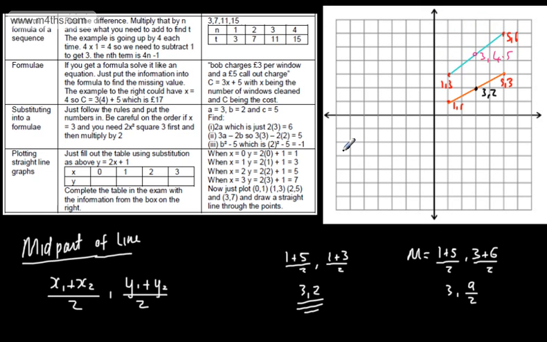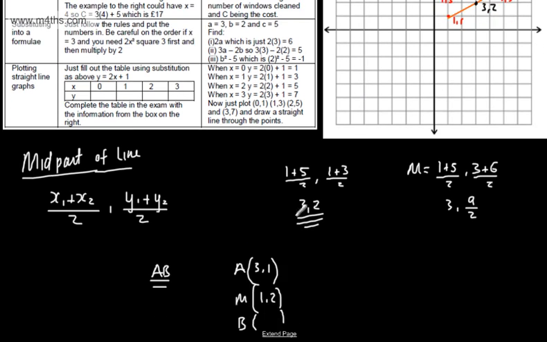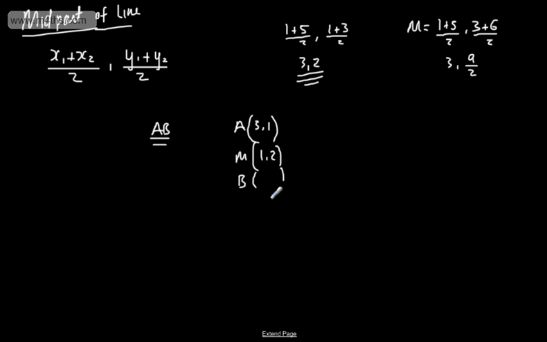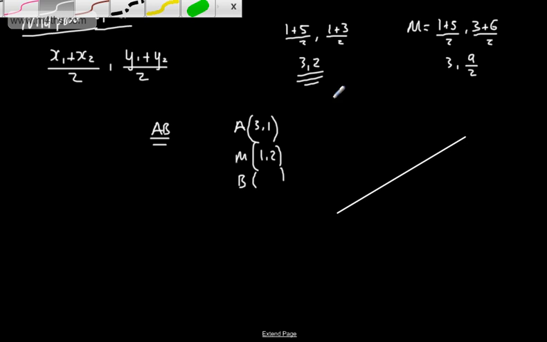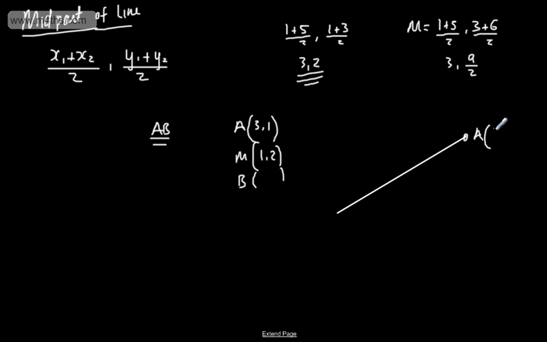Now if we had a bit of graph paper, we could see this in action. The way I like to think about this is, this is the midpoint. Now just sketch a line. This doesn't have to be accurate at all. So what we've got then is this one right here. This is A. We've got 3, 1. We've got B somewhere down here, and we need to find the coordinates of this. And we've got the midpoint here. The midpoint is going to be 1, 2.